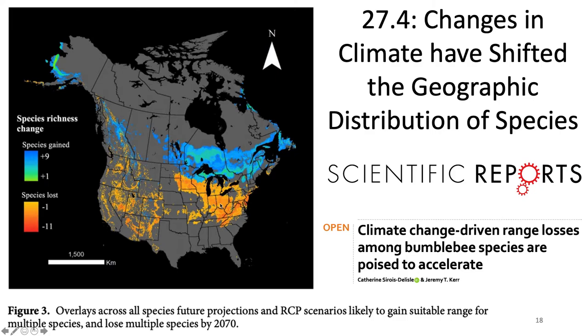And you can see that species have been gained in northern regions because of that increasing minimum temperature, but species have been lost. So you're seeing a northward movement of multiple bumblebee species over time. This is a range of multiple species. This is a projection of species that are to be lost. So it's a model based on what we understand currently about movement of bumblebee populations over time from historical data.